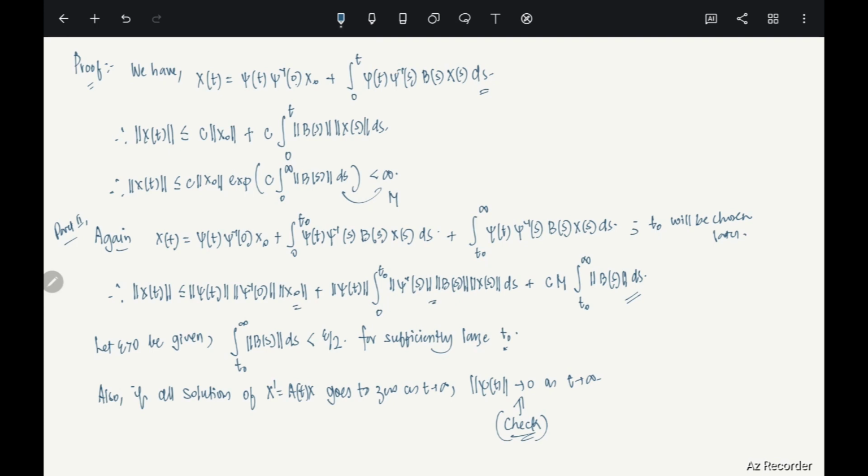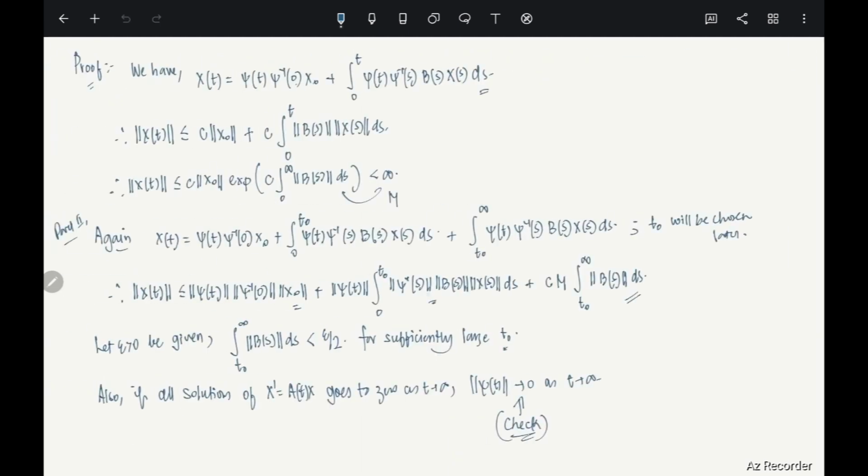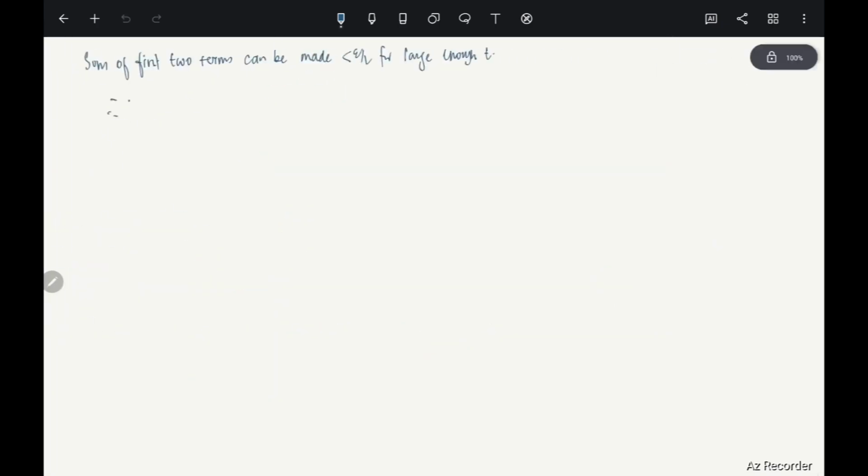Okay. So I will just write it. The sum of first two parts. Sum of first two. I am not going to write the whole expression. First two terms can be made less than epsilon by 2 for large enough t. Is this okay? Okay. And so therefore this two part is less than epsilon by 2. This is given to be less than epsilon by 2. So if you add it up, then therefore norm of x of t is finite for large t.